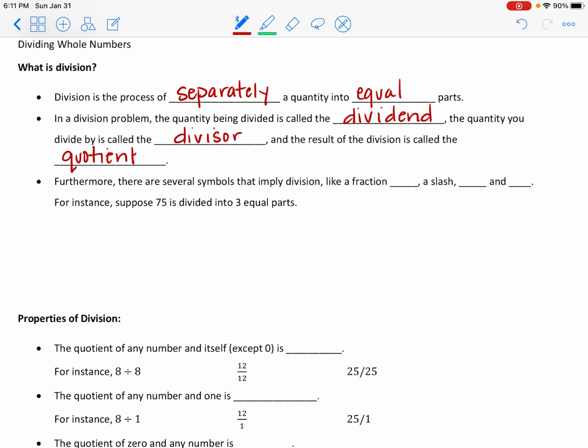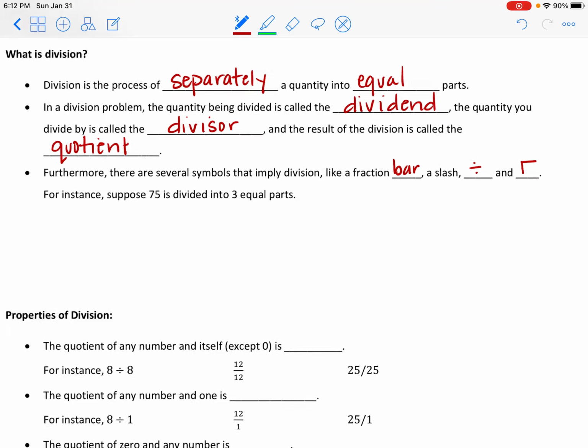Just like we have different symbols to imply the operation for multiplication, we have different symbols that imply division. A fraction bar, for instance, is division, or a slash, like a backslash, is division. We can also use the traditional division symbol, and we can also use our division box, to put our division problem into.